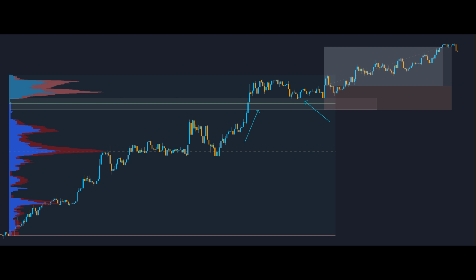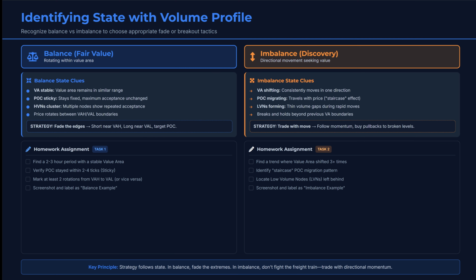If the market is in bullish imbalance and price pulls back to a broken VAH or POC that now acts as support, that's your entry to go long and ride the trend higher. This trade with the move approach aligns you with the market's intention. You're not trying to pick tops or bottoms, you're riding the wave of price discovery as the market searches for new equilibrium. Here's the key principle that ties this all together.